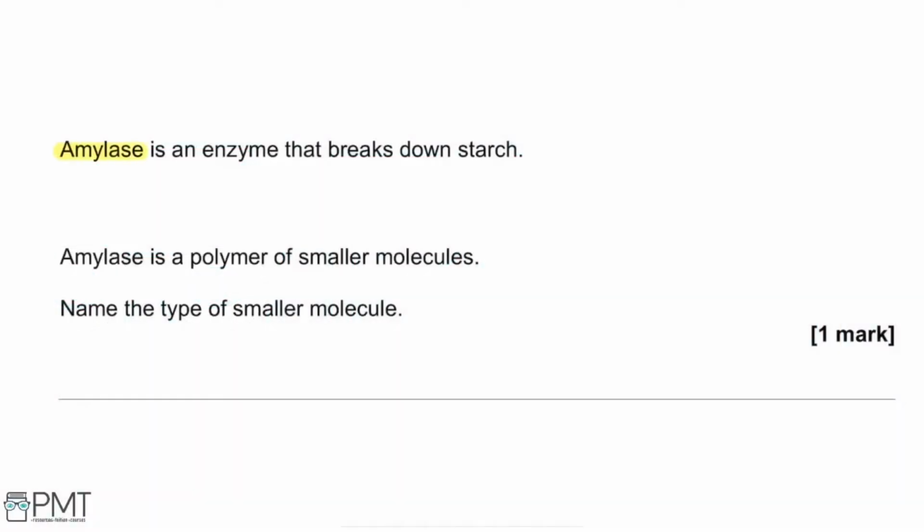Amylase is an enzyme that breaks down starch. Amylase is a polymer of smaller molecules. Name the type of smaller molecule, and this question is worth 1 mark. So it's told us that amylase is an enzyme, and that means that it is a protein, and proteins are made up of the monomers amino acids, so that's the answer you want to put here.